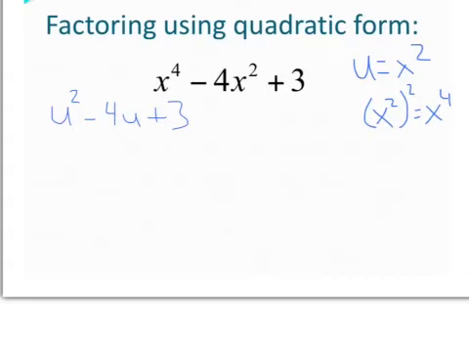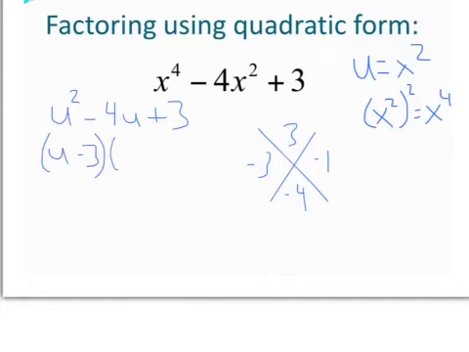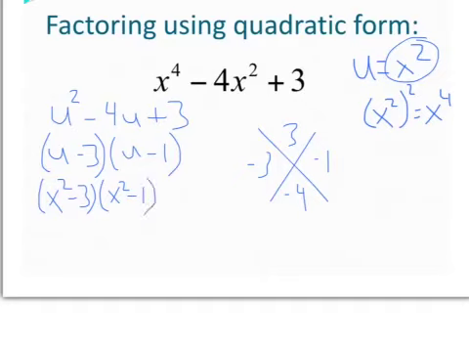So we could factor this in our sleep. This is just the AM method. I want to multiply to 3 and I want to add to negative 4. Well, that would be negative 3 and negative 1. So I'm going to have u minus 3 times u minus 1. Now, remember, u equals x squared. So now I can substitute back in: x squared minus 3 and x squared minus 1. If you're good at this point, awesome.